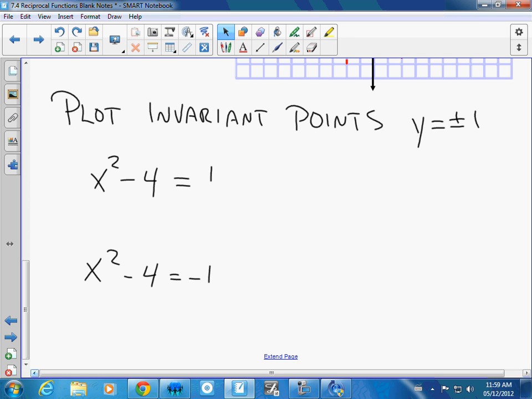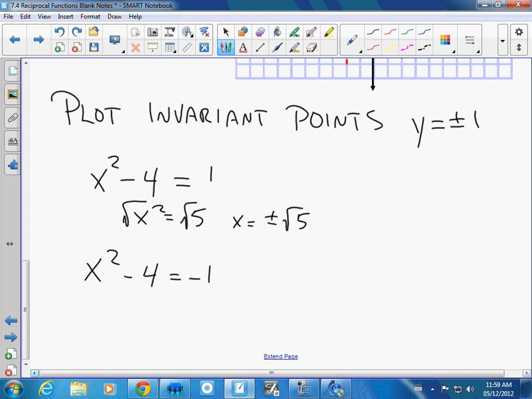Okay, let's solve this. What do you do? X squared equals 5. What do you do then? Take the square root of both sides. What does x equal? Careful, what does x equal? Plus or minus square root of 5.